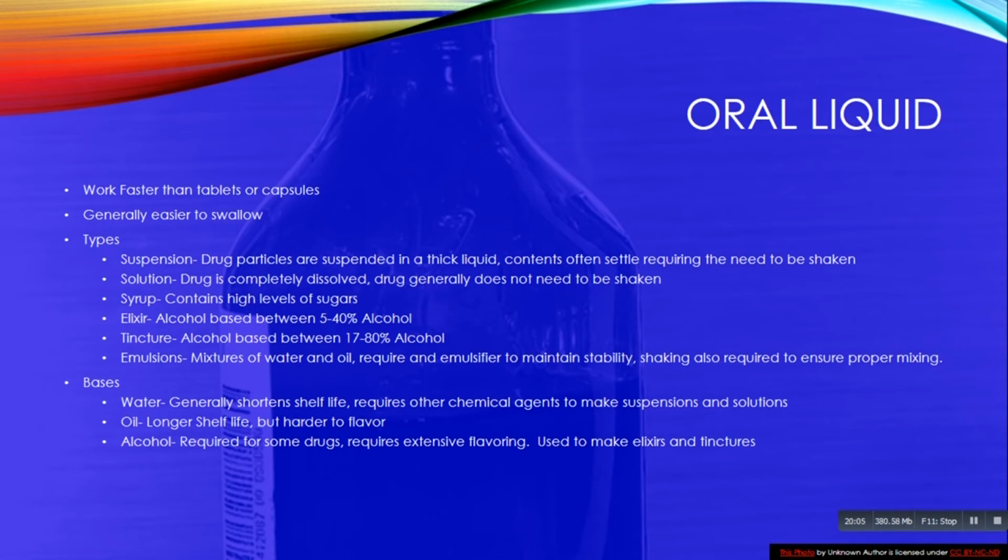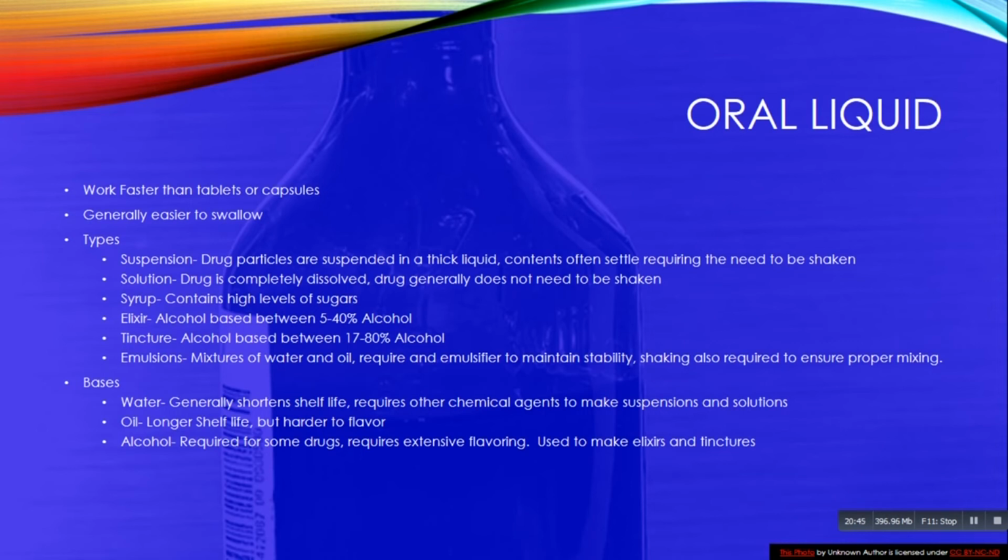Emulsions are mixtures of water and oil, and they require an emulsifier to maintain stability. Shaking is also required in this case because the emulsifier can only hold that liquid together for a period of time. It's like salad dressing. If you want to picture salad dressing, you've seen an emulsion in action, and you have to shake your salad dressing, especially your Italian salad dressing, in order to get it back into a homogeneous mixture so you get the right balance of flavors, because you don't want separated salad dressing and get an oil slick instead of Italian dressing like you're expecting.